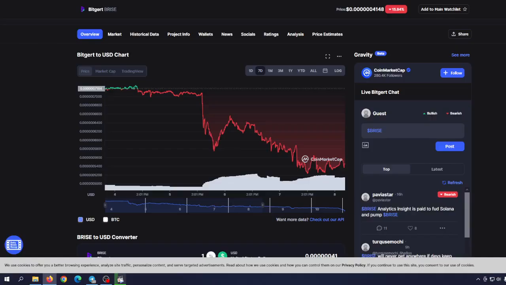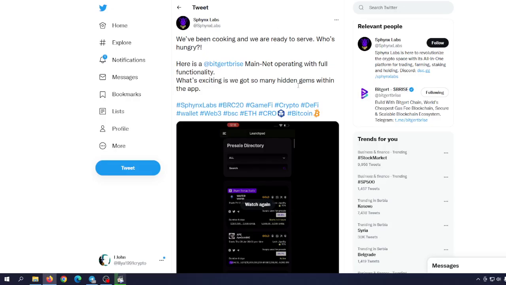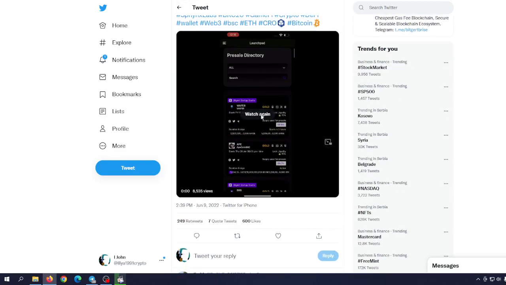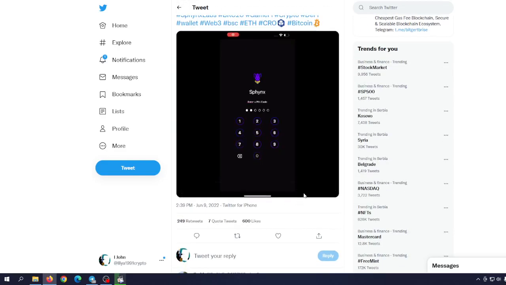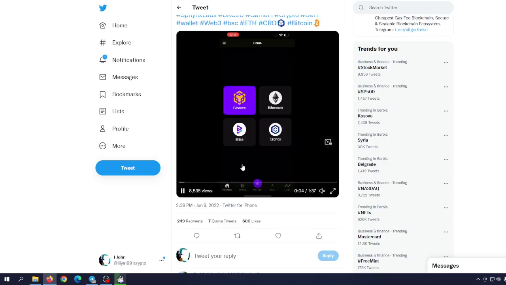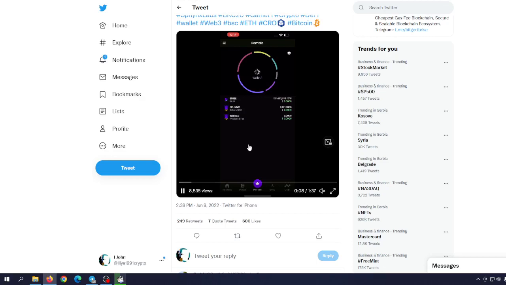One more thing before we go to the chart, take a look at this. Sphinx Labs: we have been cooking and we're ready to serve. Who's hungry? Here's the Bitgert Brise mainnet operating with full functionality. What is exciting is we got so many hidden gems within the app. So you can click here and see how this looks. I mean, the user interface looks friendly, and this is a step forward for Brise.